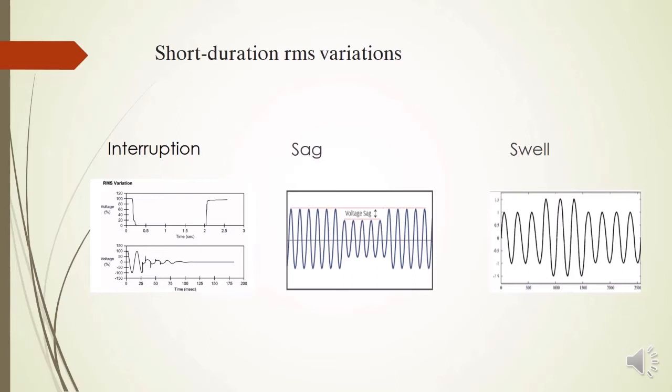The next type is the voltage sag. Voltage sag is a decrease in voltage which is between 0.1 to 0.9 per unit for a duration of 0.5 cycles to 1 minute. Voltage swell, on the other hand, is the increase of the voltage which is above 1.1 per unit for the duration of 0.5 cycles to 1 minute. It is typically between 1.1 per unit to 1.2 per unit.